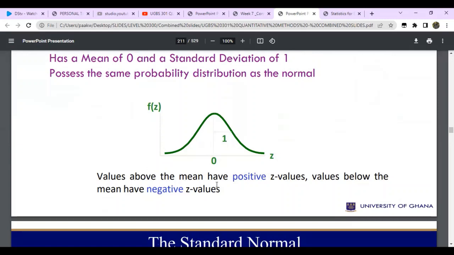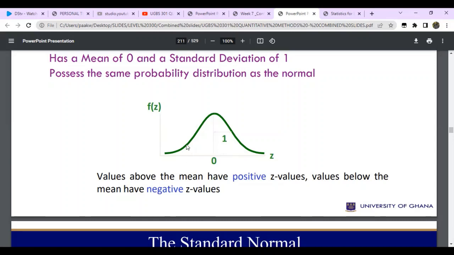Values above the mean have positive Z values. So values above the mean is moving to the what? Right. So the number 2 that was given was above the mean here, because 2 is bigger than 0. So you place 2 above the mean. So 2 will be here. You get it? Then values below the mean have negative values. So if they said -2, you place it on the left of 0. That one can be here.